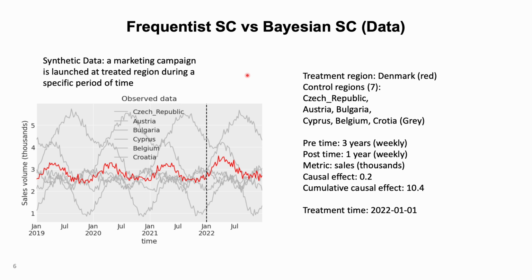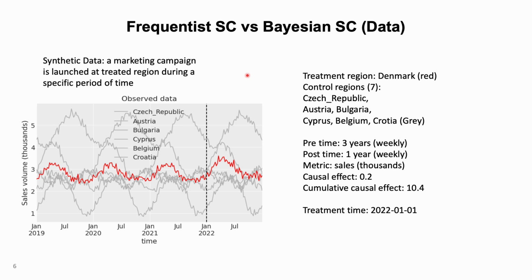The first part of this project is to compare Bayesian synthetic control versus frequentist synthetic control. And here we use synthetic data, which mimics the situation where a marketing campaign is launched at a treated region during a specific period of time. The main reason we use synthetic data instead of real data here is because the causal effect is known in synthetic data, but usually unknown in real data. Therefore, using synthetic data here is sort of a standard approach to compare different methods in synthetic control so that we can know the ground truth.